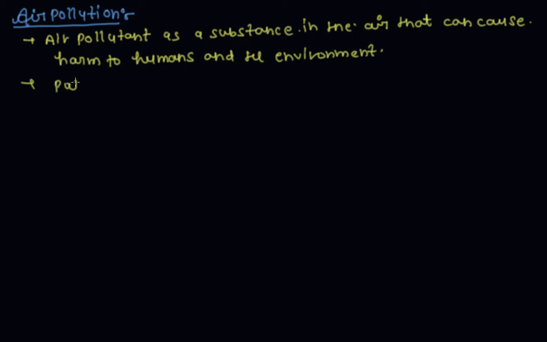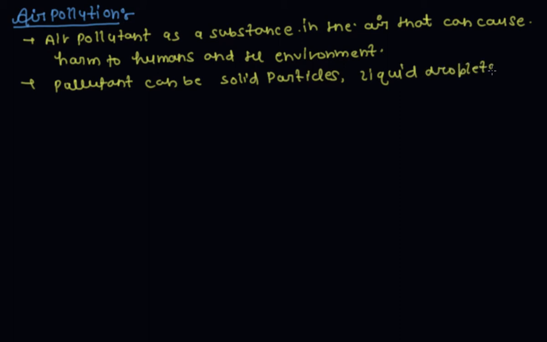Pollutants can be solid particles, liquid droplets or gases. In addition, they may be natural or man-made. Now, pollutants can be classified as either primary or secondary.